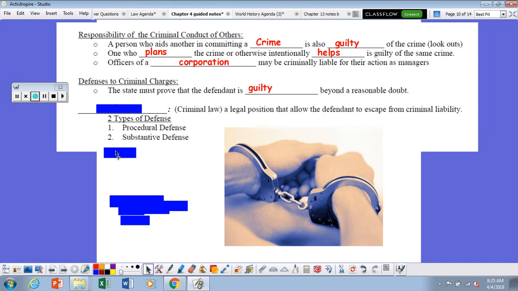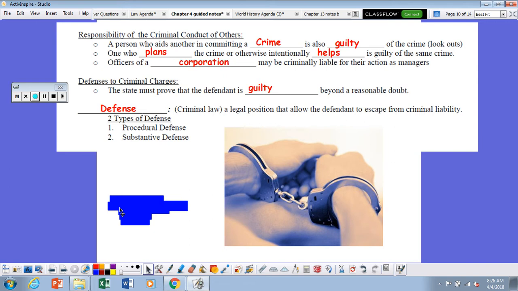Defenses to criminal charges. States must prove that the defendant is guilty beyond a reasonable doubt, which we had mentioned a moment ago. A defense. So when a person is accused, they have the right to basically present their case to the court as a defendant. So a defense is the legal position that allows a defendant to escape the criminal liability. And there are a couple of different types.